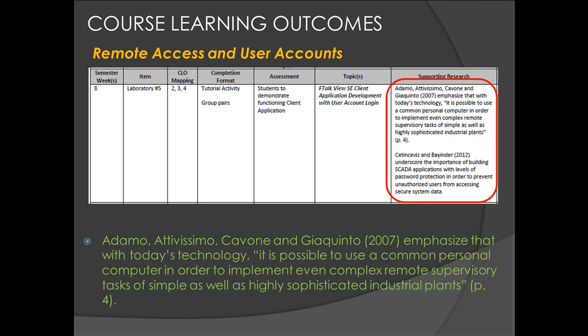Laboratory activity number 5 is a tutorial exercise positioned to guide students through the development and testing of a remote version of their graphic screens. These are known as client applications, and they will be installed on computers located in different locations than the equipment that it physically monitors.